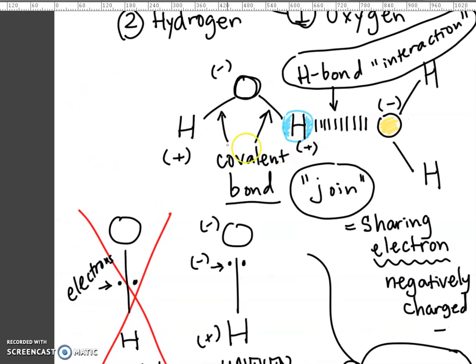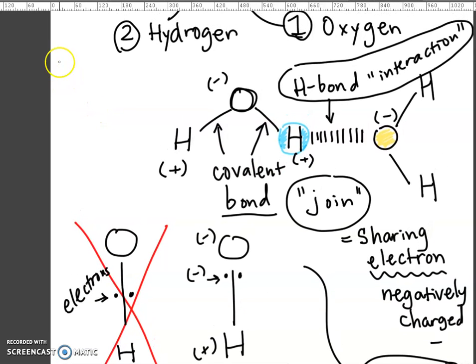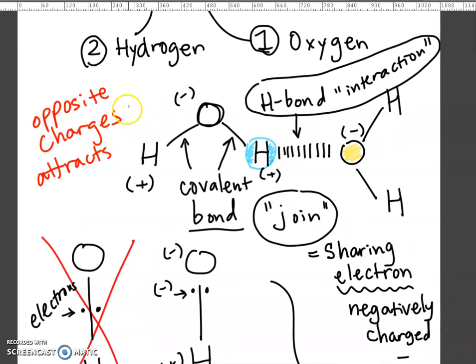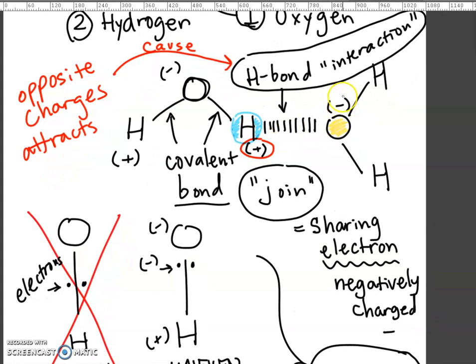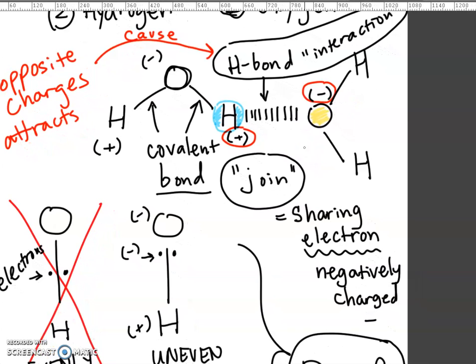Your first underlying fundamental concept here is that opposite charges are going to attract. Positive and negative are opposites, so opposite charges are going to attract. And this is what causes your H bond interaction. Because opposite charges attract, this positive on the H is going to interact with the negative on the oxygen.